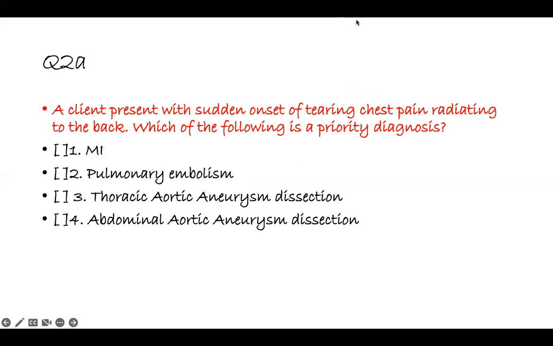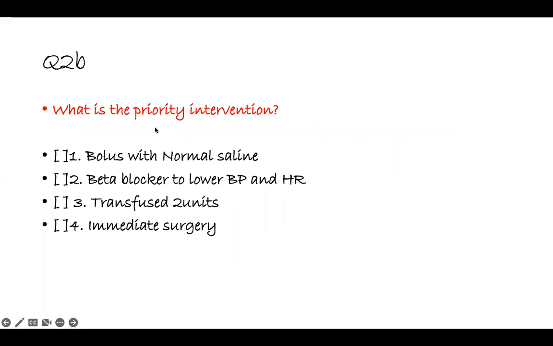So this is a multi-level question. Now we know a patient has a thoracic aneurysm. What is the priority intervention? Number 1 is to lower their blood pressure and heart rate.